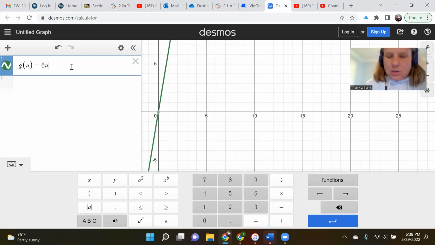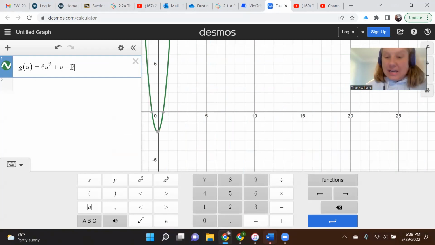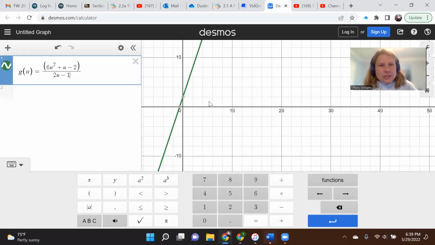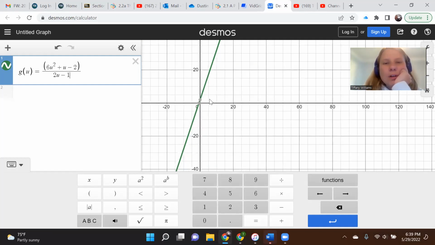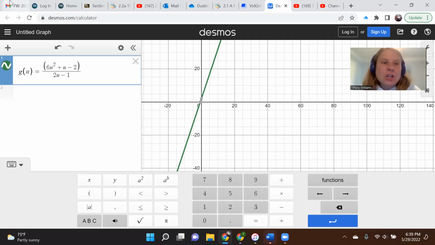So 6u squared. You're probably yelling at your screen because it takes me so long to type these things in, and that's okay. I'm yelling on the inside too. And that was over 2u minus 1. Okay, so it doesn't look like a lot's happening here, right? It looks like I've got a straight line, but again, remember Desmos can't show you the holes.